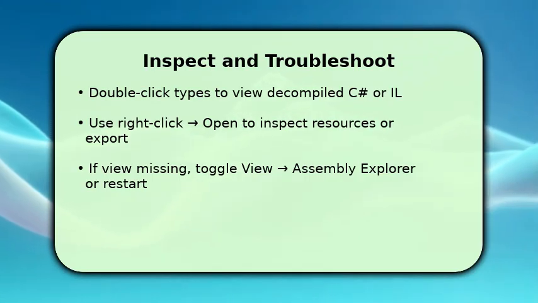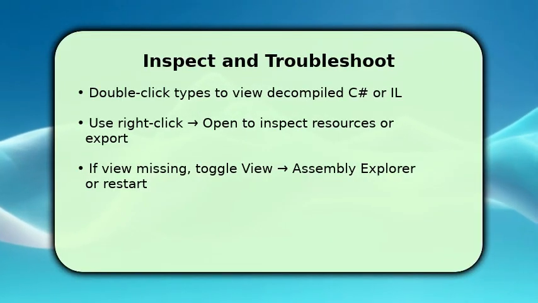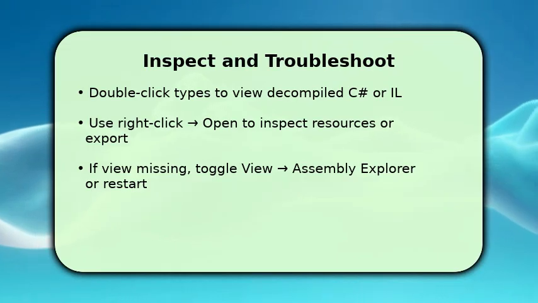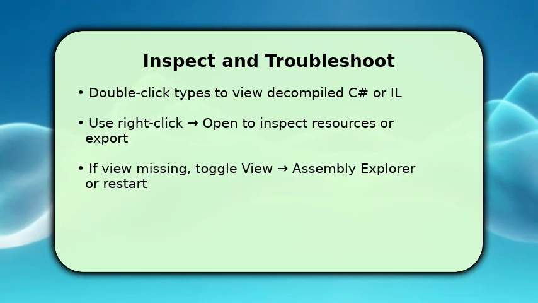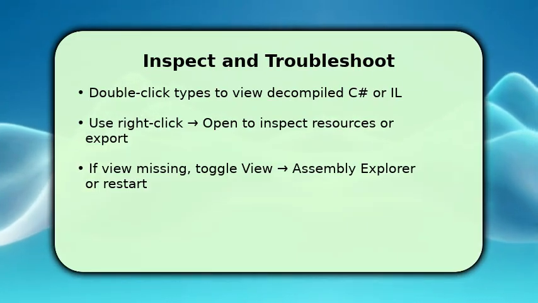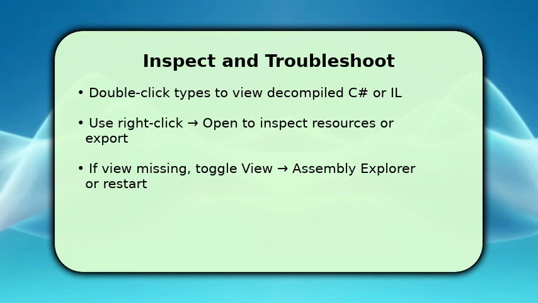This completes typical workflows. If Assembly Explorer disappears or shows nothing, first toggle View, then Assembly Explorer. If that fails, restart dnSpy or reopen the file to refresh the tree. One key tip: ensure dependencies are alongside the assembly because missing references often prevent proper parsing.